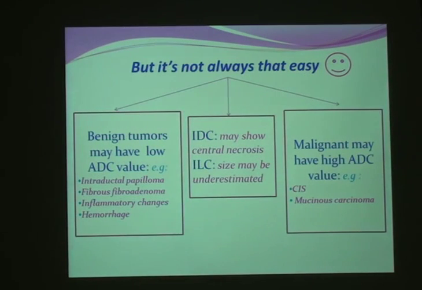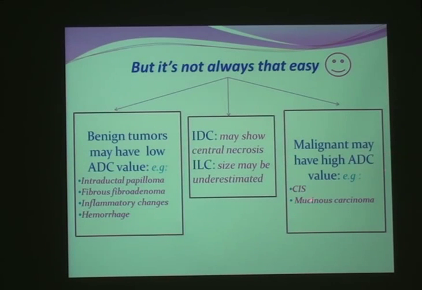But it's not always that easy. It would be like magic if this cut-off value just told us malignant or benign. No, we still have some limitations here. For example, carcinoma in situ, as we said before, doesn't have many cells, so it wouldn't give me a very low ADC value. We may overcome it, as we said before, by increasing the B value as much as we can. It may be helpful.